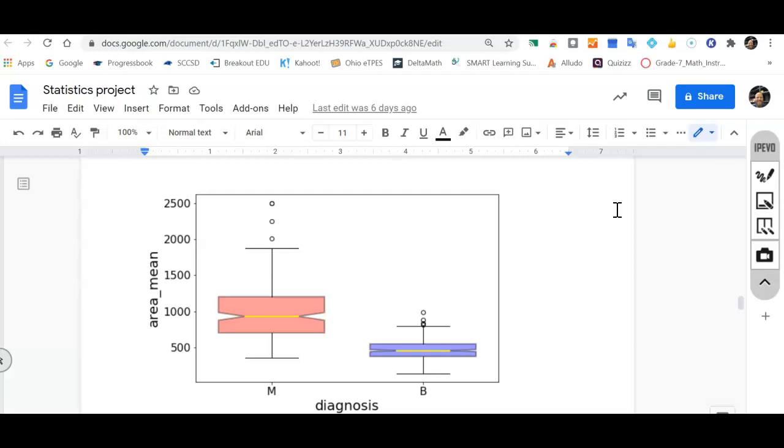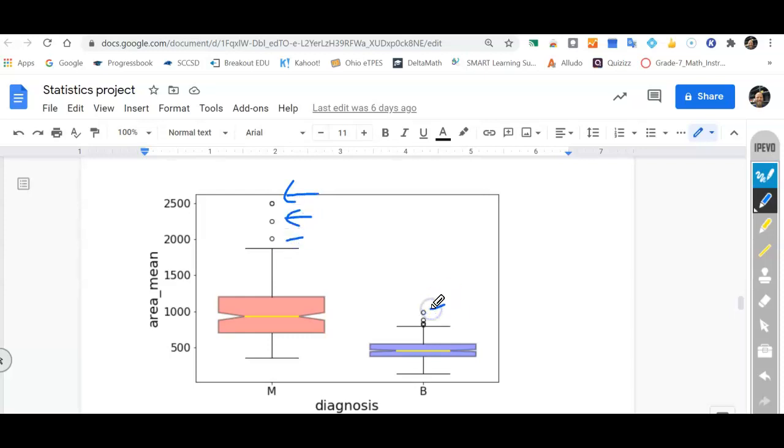Now, anybody know what these dots are? This is just a fancy box and whisker. But why does it put dots above? You got these dots right there. What are those for? Anybody know? These are what we call outliers. Okay, outliers are data points that are lying out there by themselves.